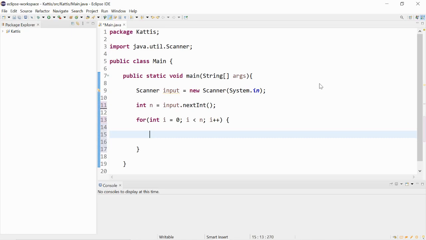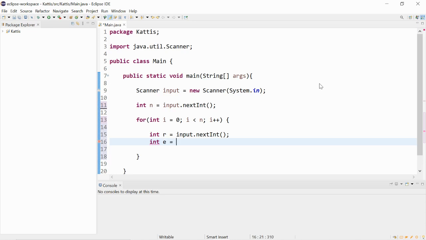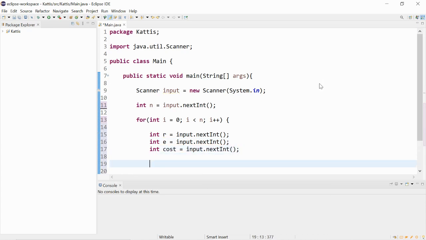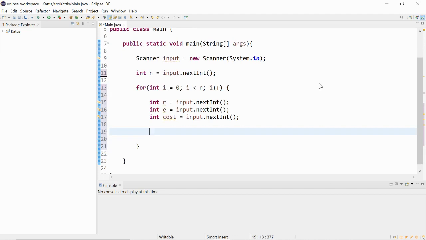So the first one will be the expected revenue if we do not advertise. Int r is equal to input.nextInt. Next one will be the expected revenue if we do advertise, which is denoted by e. The next one is the cost of advertising. And we can also put some comments next to it. So r was the expected revenue if we do not advertise, e was the expected revenue if we do advertise, and cost is cost.